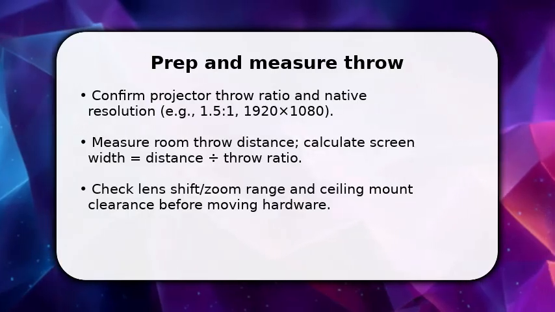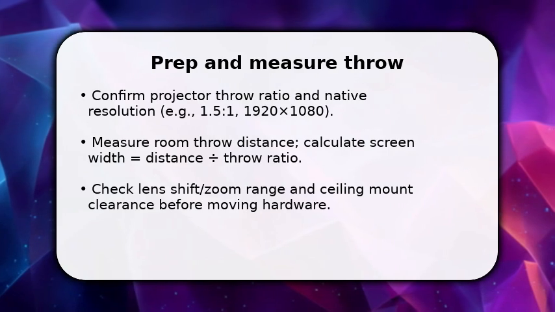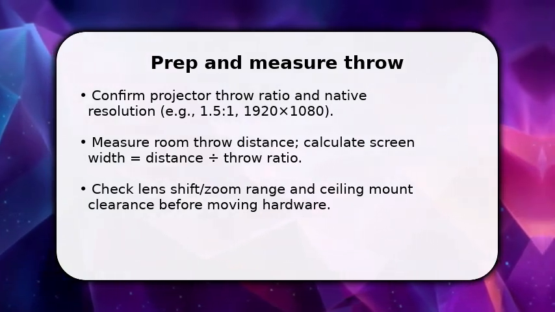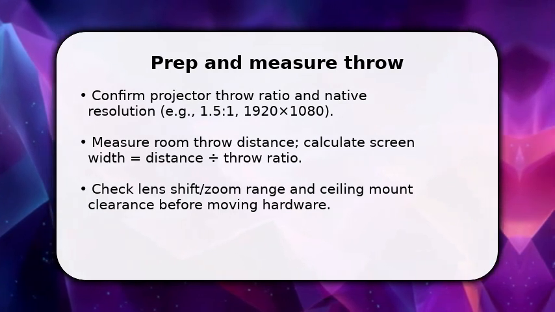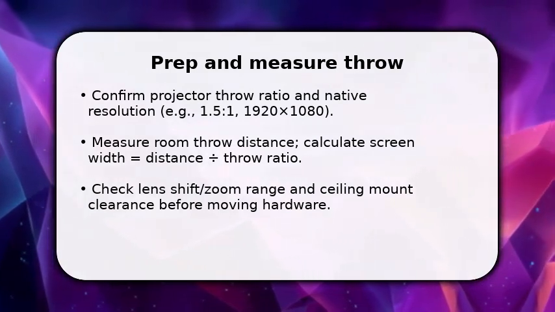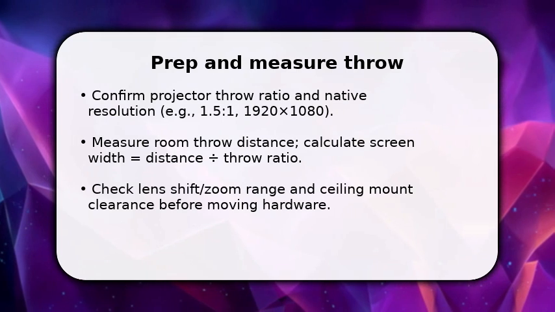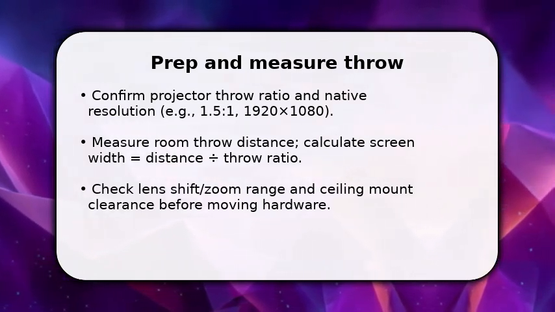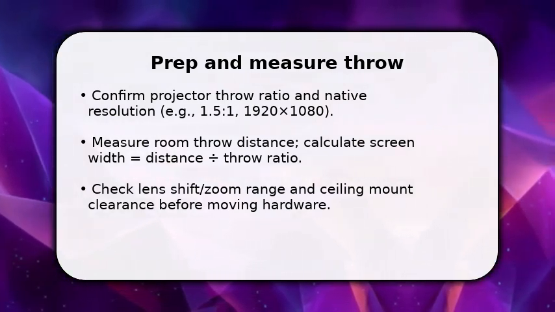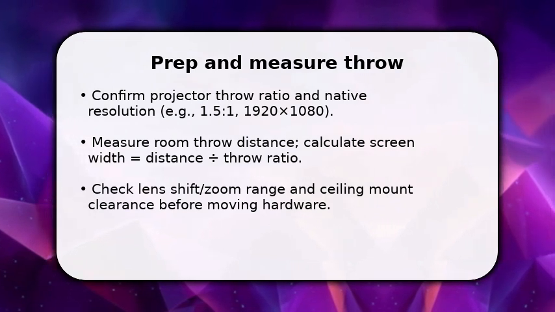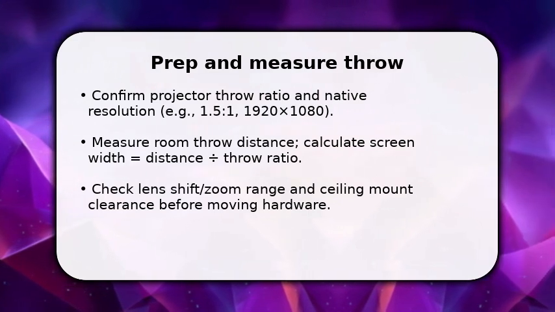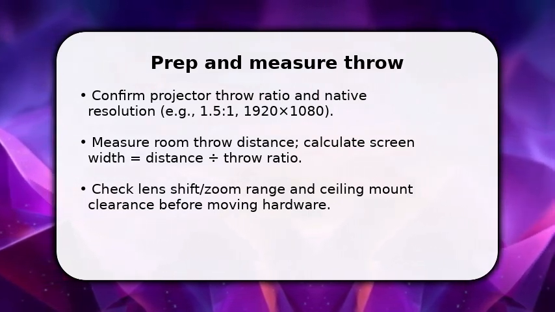You start by confirming the projector's throw ratio and native resolution. This dictates maximum crisp screen size. Measure the throw distance from lens to planned screen plane, then divide distance by the throw ratio to find screen width. Once done, make sure the lens shift and zoom have enough travel so you won't need extreme keystone correction. If gaps appear, choose a lens with a shorter throw or reposition the mount. Act now to avoid later distortion.